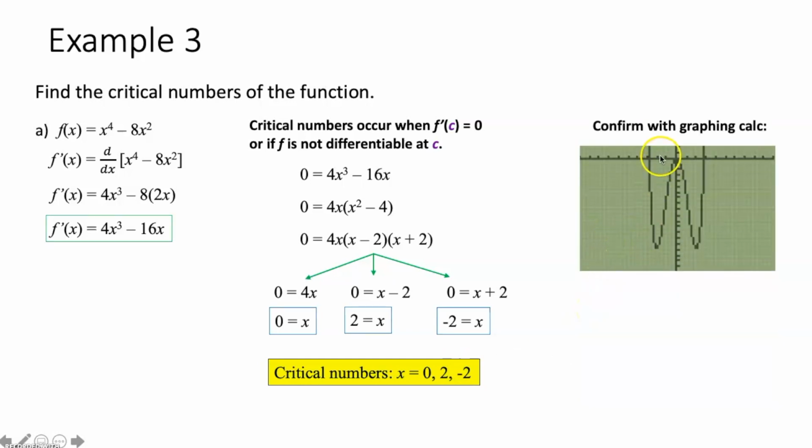You see that at x is equal to -2, we have a relative min. At x is equal to 0, we have a relative max. At x is equal to 2, we have a relative min. At each of those points, the slope of the tangent line to the curve is equal to 0.